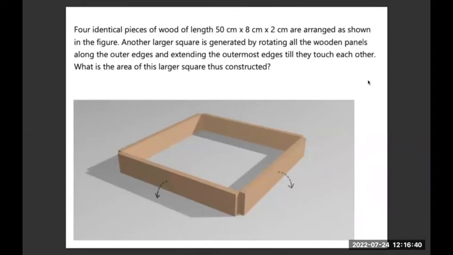So here you're given these 4 identical pieces of wood, which are 50 centimeters by 80 centimeters by 2 centimeters, and they're arranged like this. There's a dotted line which is seen. When these wooden logs are rotated like that and fall on the ground, we'll get a bigger square. When the edges of the bigger square are extended and you construct the actual bigger square, we have to find the area enclosed by the larger square, not the smaller square, but the larger square. Are you clear what is said?